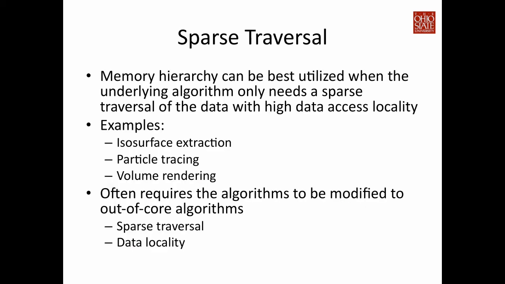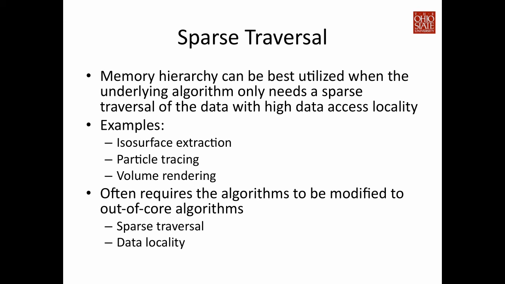About sparse traversal, as I indicated, we want to utilize the memory hierarchy as much as possible. In particular, the small but fast memory can be better utilized if your algorithm does not need to scan the entire dataset. Instead, you only focus on a small sparse set of data when you perform computation. So when you design an algorithm, you want to make sure that you touch data as little as possible. You do not traverse data unnecessarily, and this is why we call it sparse traversal.